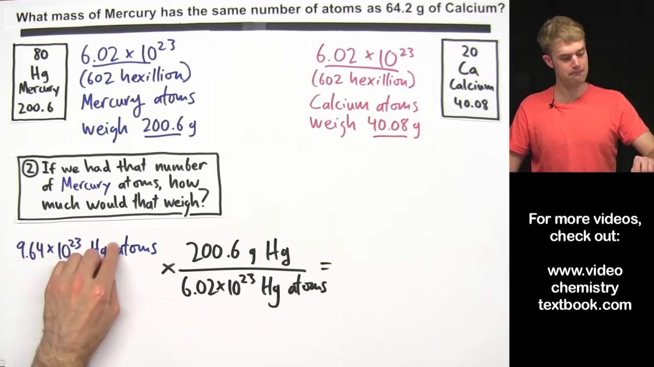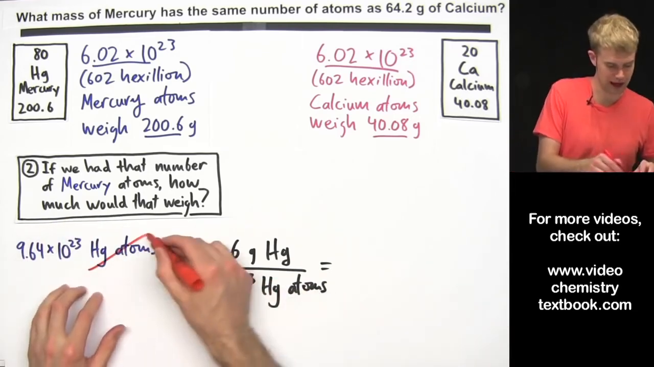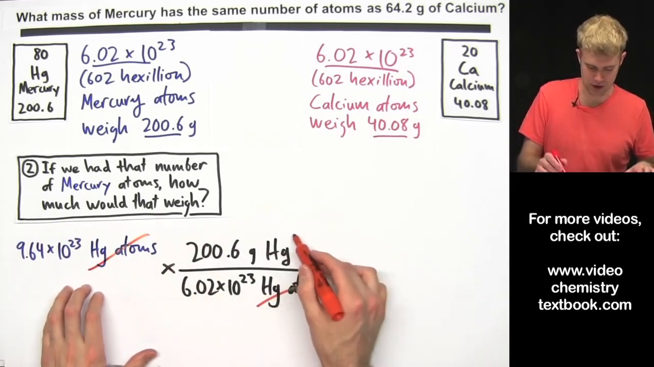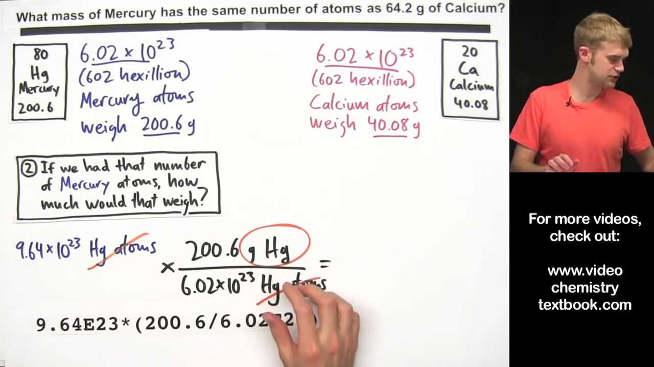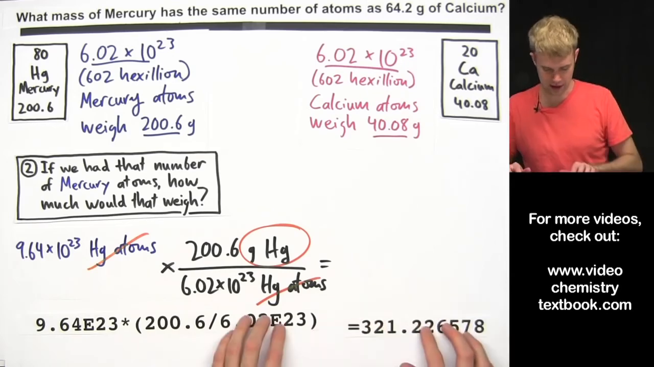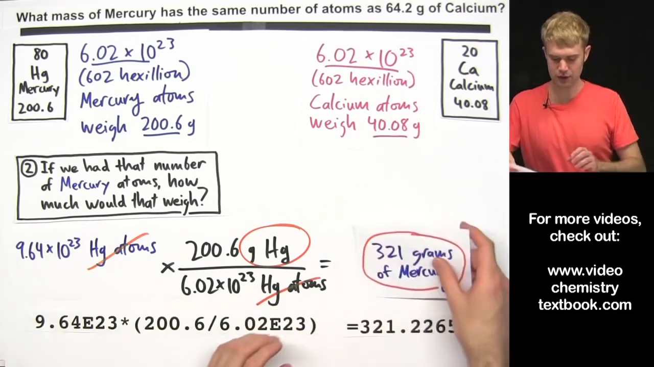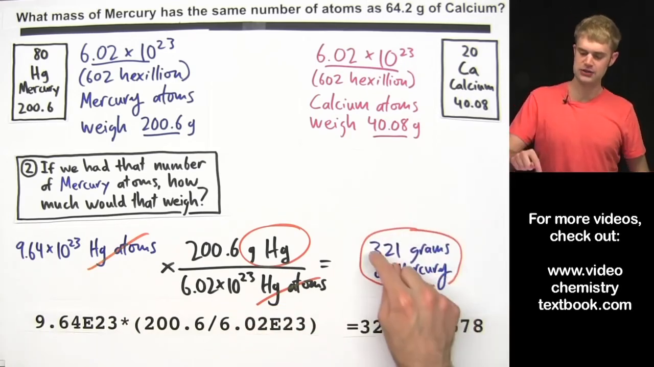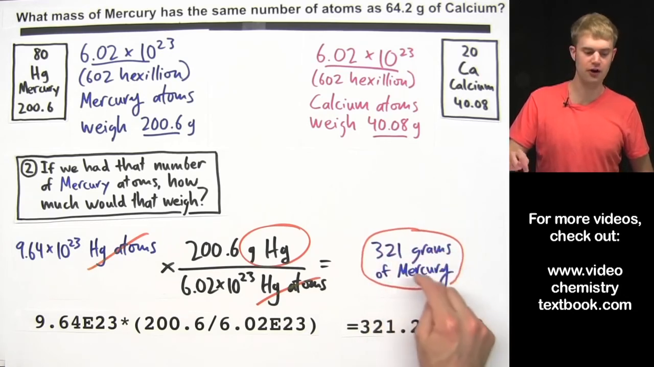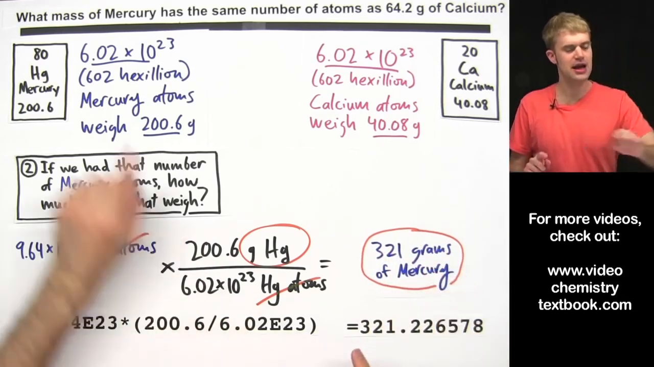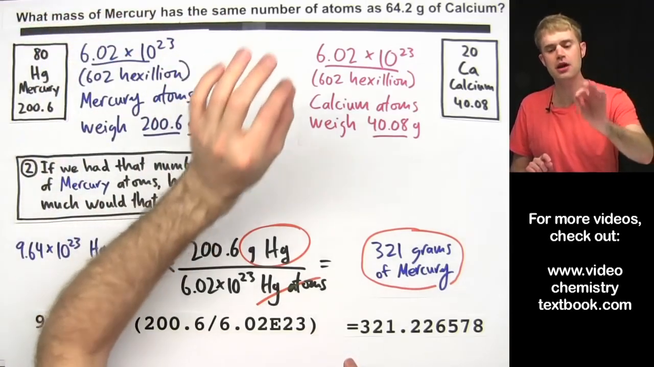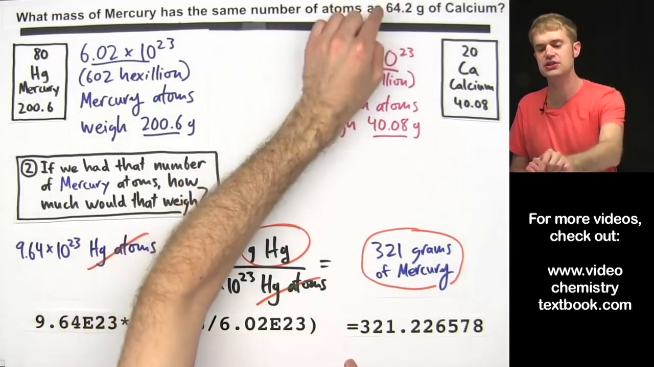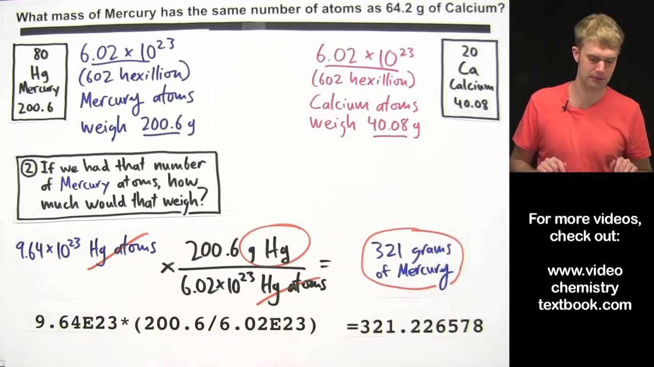And now mercury atoms on the top, mercury atoms on the bottom cancels out. I'm left with grams of mercury. The math I'm going to do is this. I get this out of the calculator, and my final answer, rounded to 3 significant figures, is 321 grams of mercury. And that tells us how much mercury, what mass of mercury would have the same number of atoms as 64.2 grams of calcium.